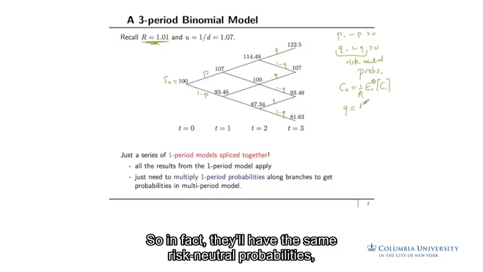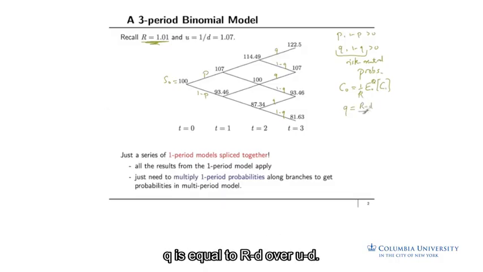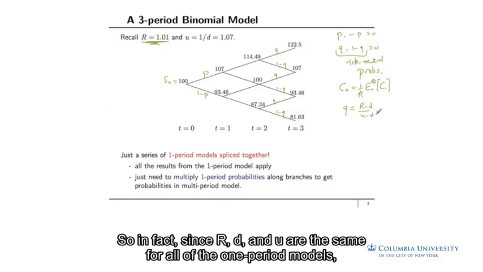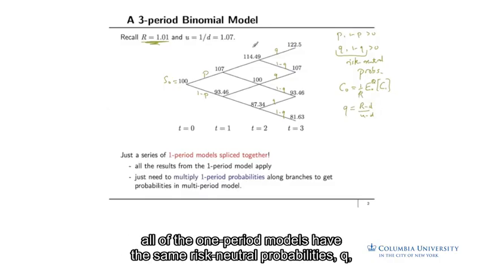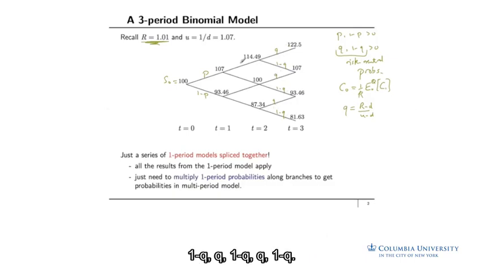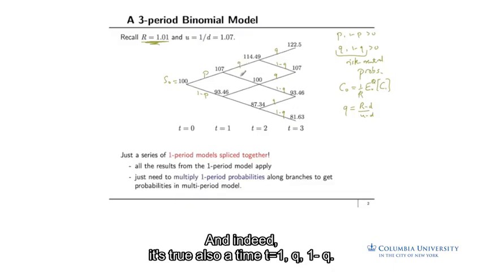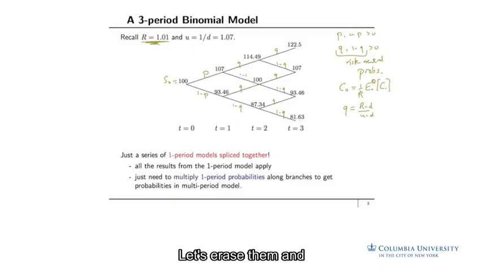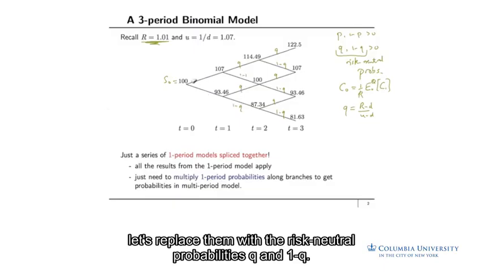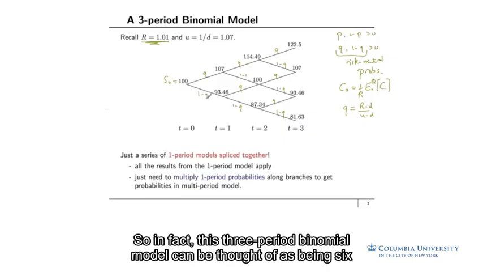Q is equal to (R minus D) over (U minus D). So in fact, since R, D, and U are the same for all of the one-period models, all of the one-period models have the same risk-neutral probabilities: Q, 1 minus Q, Q, 1 minus Q, Q, 1 minus Q. And indeed, it's true also at time t equals 1: Q, 1 minus Q. And of course, these are the true probabilities. Well, let's erase them, and let's replace them with the risk-neutral probabilities Q and 1 minus Q.